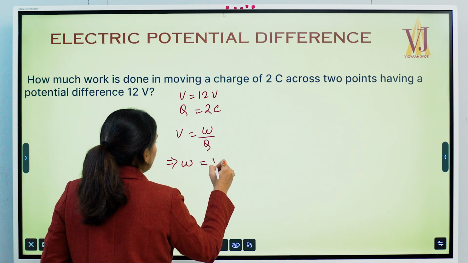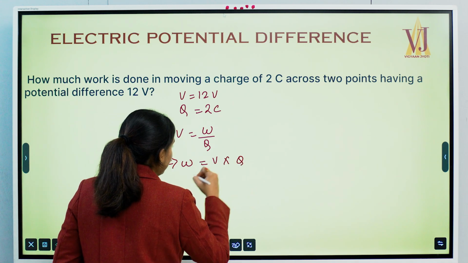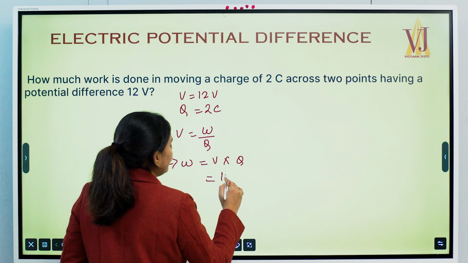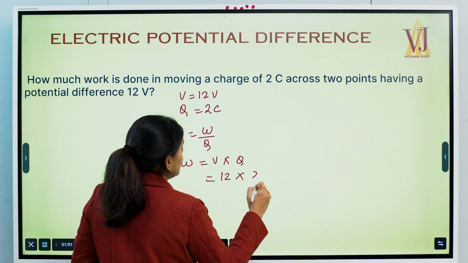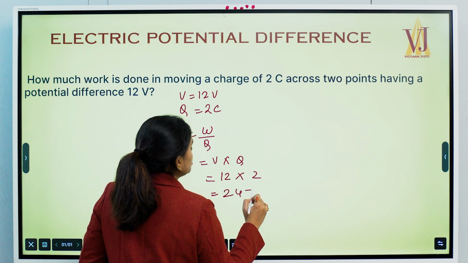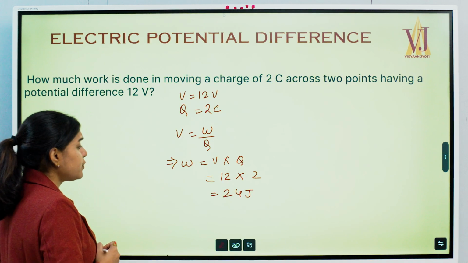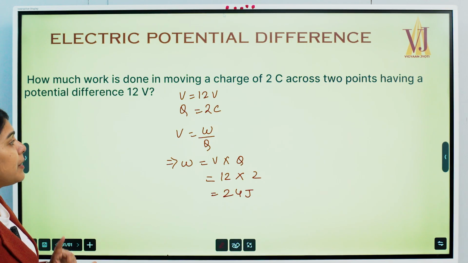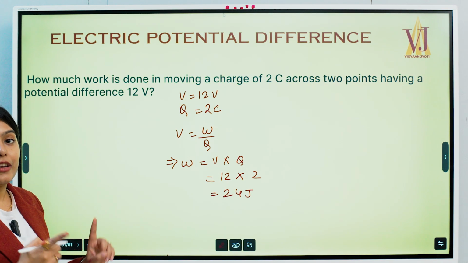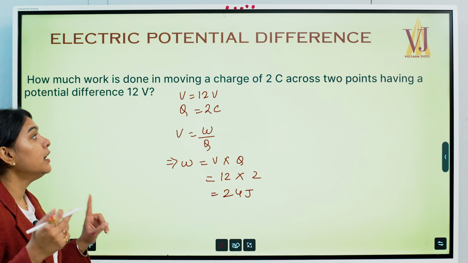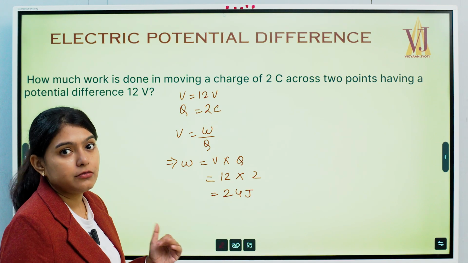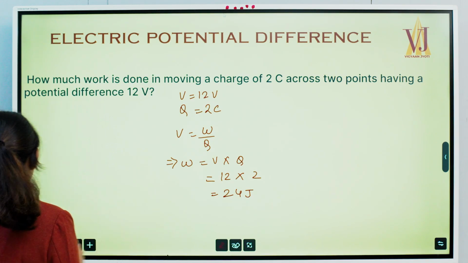If we want to find W, we have to find the product of volt and charge. So 12 into 2, it is a very straightforward question, that means it's 24 joule. Why did I write 24 joule here? Because all of them are in SI units, volt and coulomb. Whenever we say volt, coulomb, volt into coulomb is joule. Okay, so this is a very easy sum, right?